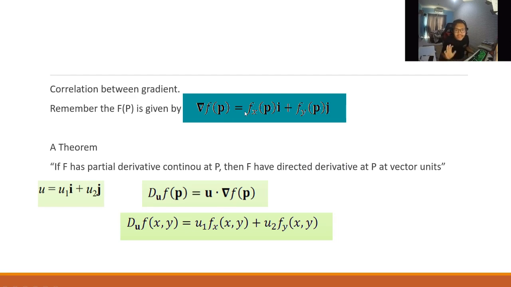Like the theorem said, if f has continuous partial derivatives at p, then f has a directional derivative at p in the direction of a unit vector. The equation is D_u f(x, y) equals u1 f_x(x, y) plus u2 f_y(x, y).